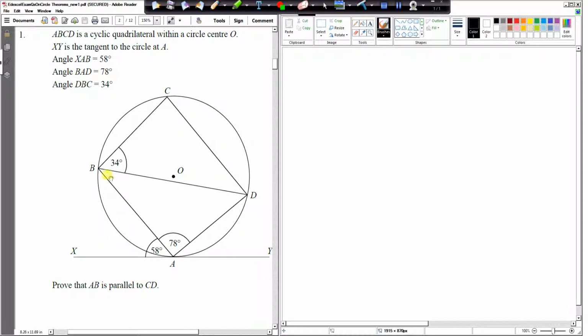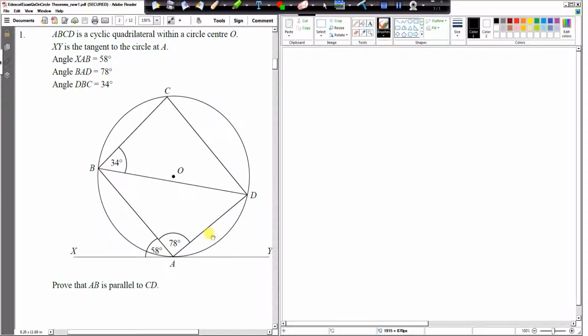Angle BAD, which is B to A to D, which is the angle in between the B and the D, is 78. And that's the angle there. Okay, we can see that now. It says, prove that AB is parallel to CD. So AB is this line here, and CD is that line there.